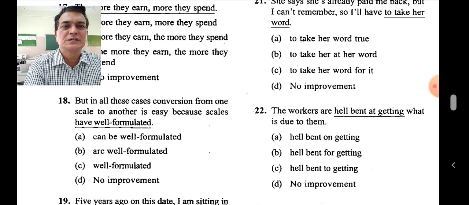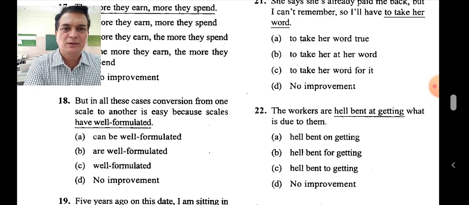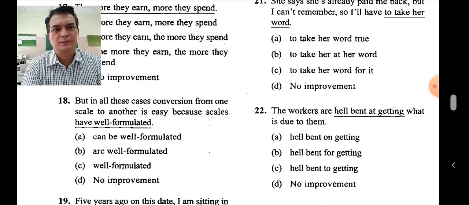18th, but in all these cases, conversion from one scale to another is easy because scales are well formulated. Can be well formulated, are well formulated, no improvement.